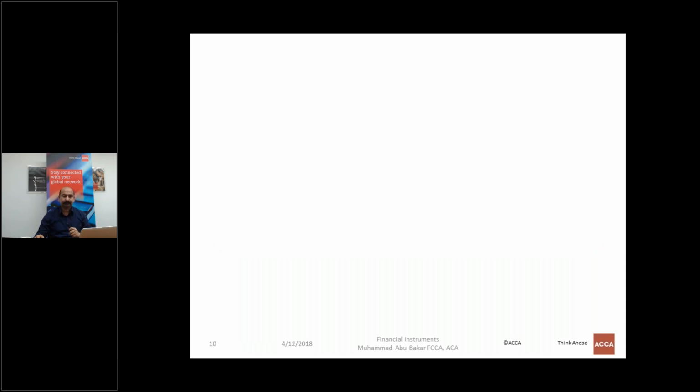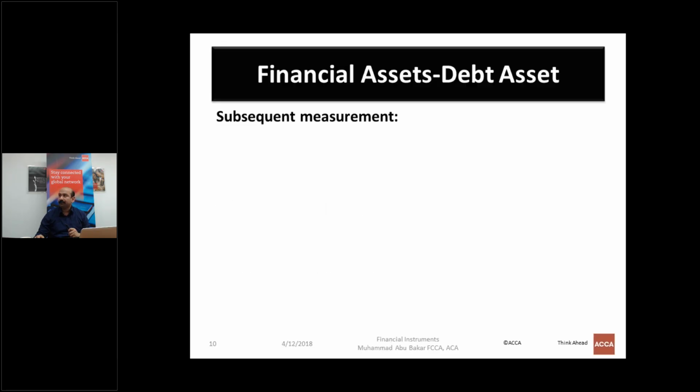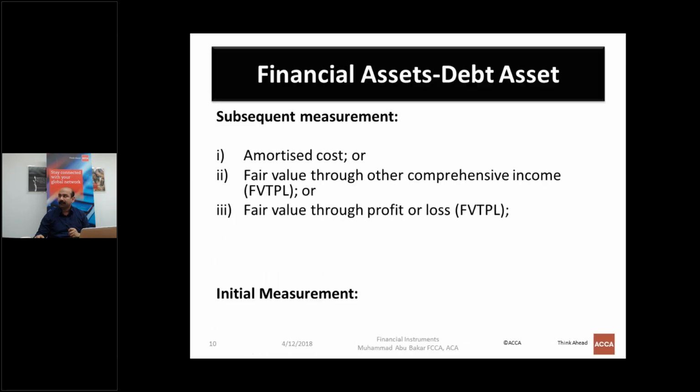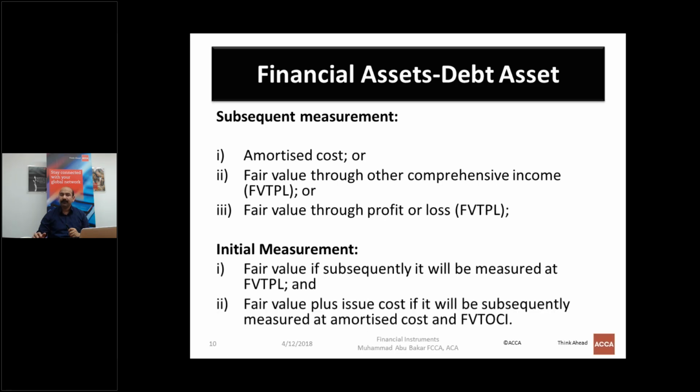Then is initial measurement and subsequent measurement. See, initial measurement, you will measure financial asset, which is debt asset, at fair value if subsequently it will be measured at fair value through profit or loss. And fair value plus issue cost. In case of financial liability, this was fair value less issue cost. But in case of asset, fair value plus issue cost, if it will be subsequently measured at amortized cost or fair value through other comprehensive income.